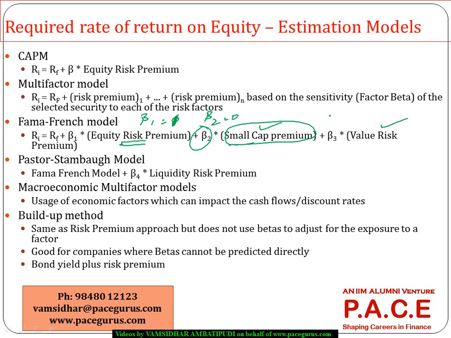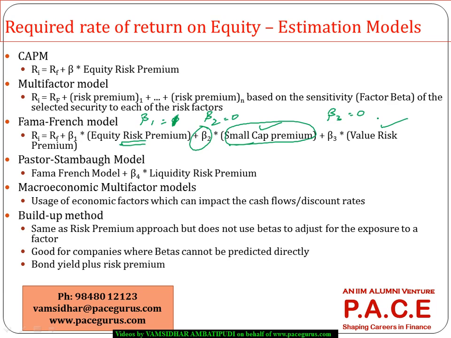Similarly, even for this, the beta 3 is also assumed to be 0, if at all we are talking about a neutral kind of a security. But if the security is very small, probably the beta 2 will be positive. If the security is under a high value kind of a security, which means high book to market value, then even then you will find that the beta 3 will be positive, otherwise they are going to be negative.